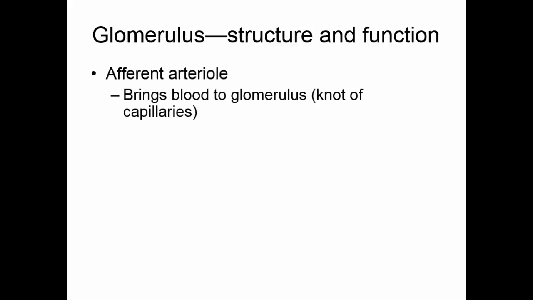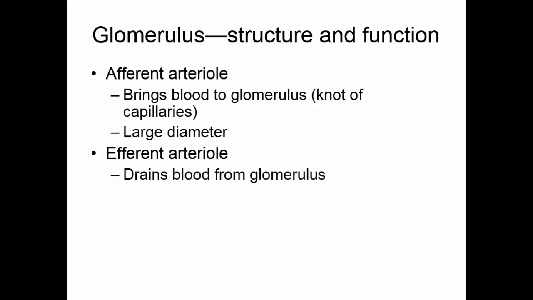This is what brings the blood to the glomerulus, which is a knot of capillaries. The afferent arteriole has a fairly large diameter. The efferent arteriole is going to drain the blood from the glomerulus. The efferent arteriole is smaller in diameter than the afferent arteriole.